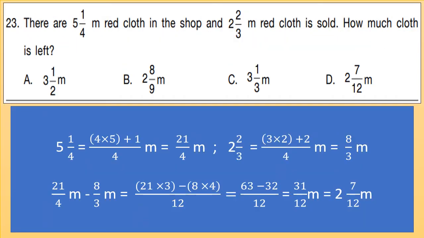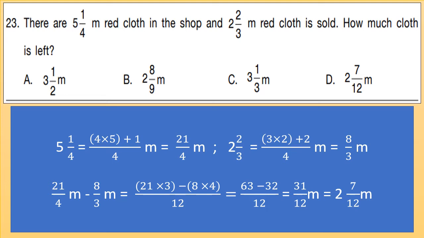Question 23. There are 5 1/4 meter red cloth in the shop and 2 2/3 meter red cloth is sold. How much cloth is left? Now, in order to calculate how much cloth is left, we have to subtract the 2 2/3 from 5 1/4 meter red cloth.